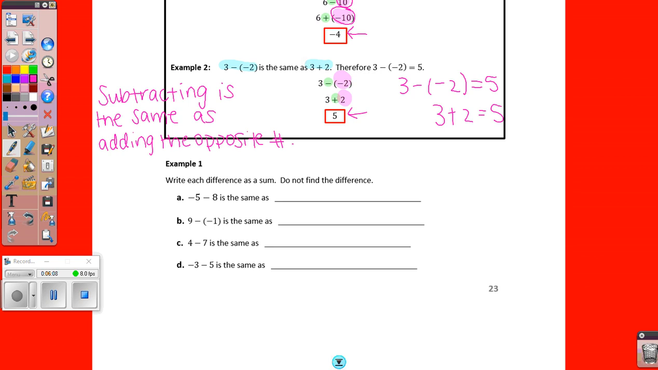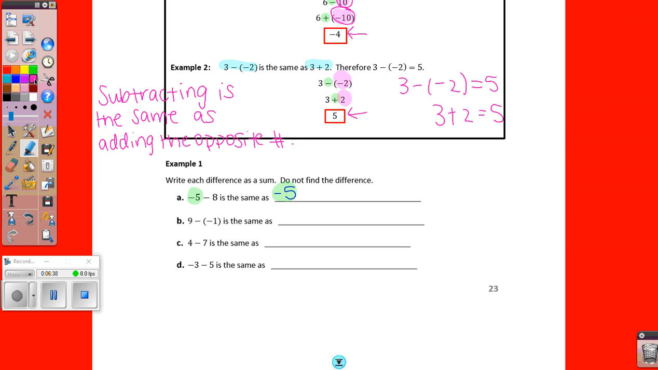So we don't need to find the differences for this problem. It just wants the problem written as an addition sentence. So negative 5 minus 8 is the same as, okay, so let's get started here. The first number stays the same. That's not going to be affected by our rule. So I'm going to write negative 5 here, and I'm going to highlight that in green just so I can color code each part of the math statement.